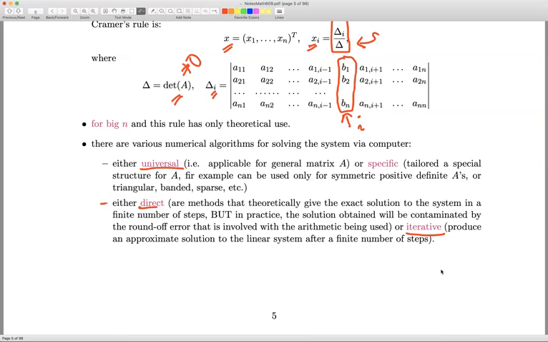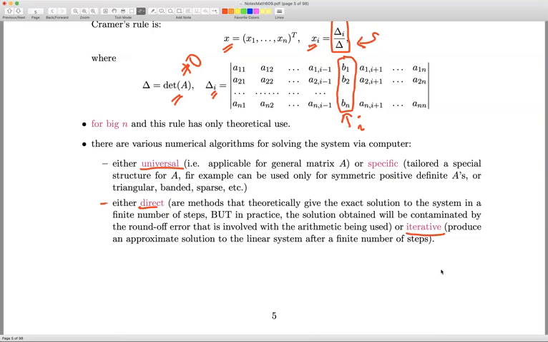Another set or category of methods are so-called iterative methods for solving linear systems. Those methods never give you the exact solution of the system. You cannot hope for an exact solution anyway, even if you have a direct method, because you have to implement it on a computer, and the computer always will give you a round-off error.